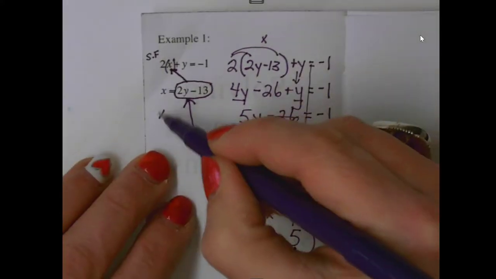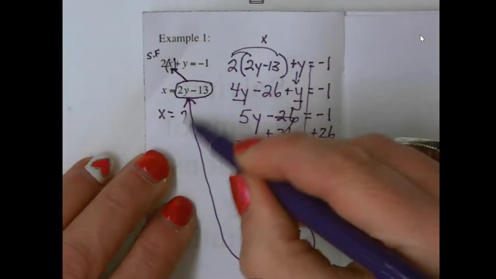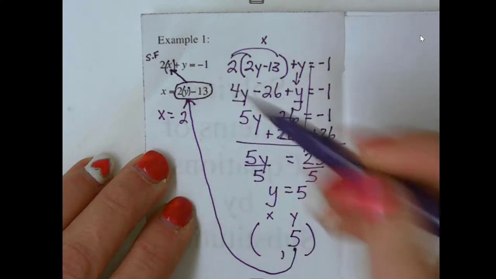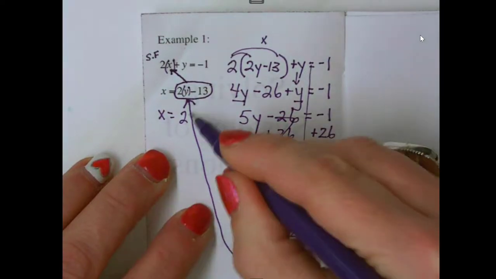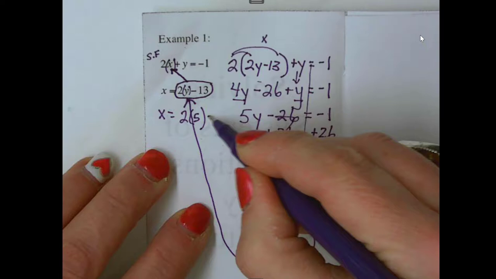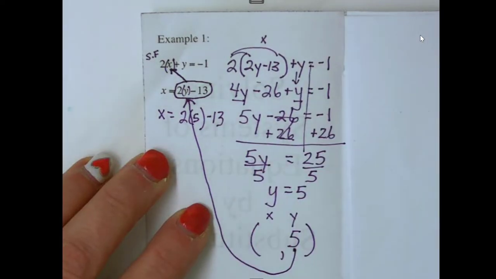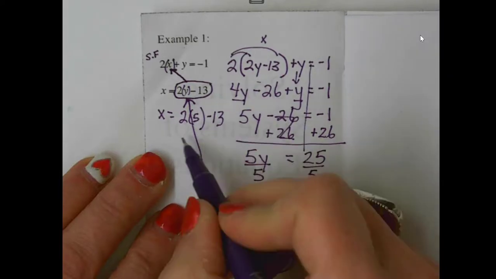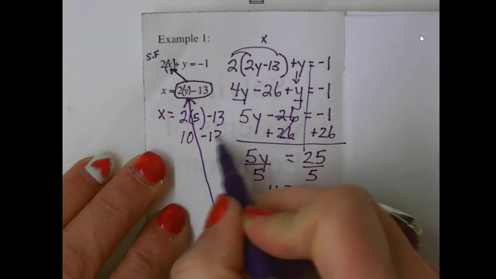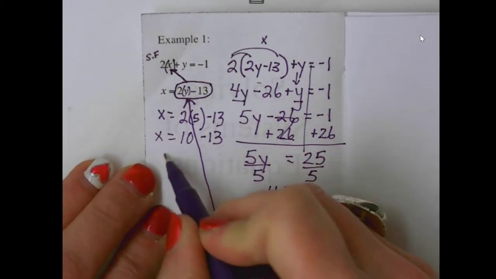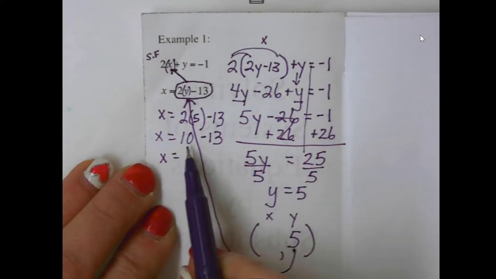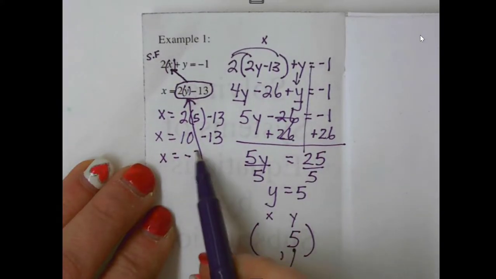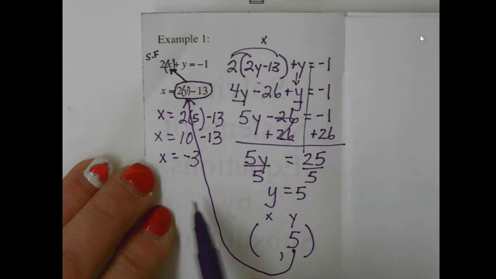So I have x equals 2, remember variables have parentheses around them, 2 times 5 minus 13. Solve for x here. 2 times 5 is 10, minus 13. 10 minus 13 would give us negative 3. Now that's our x value.